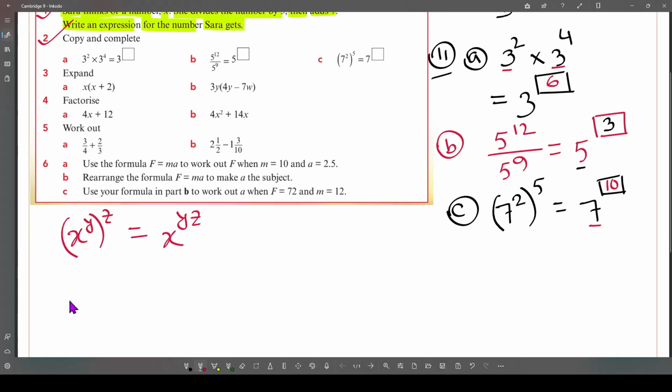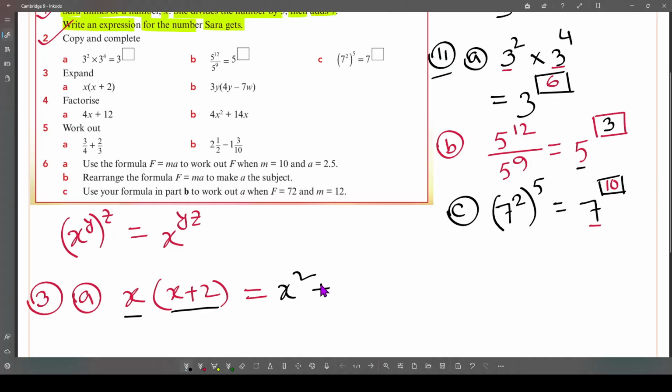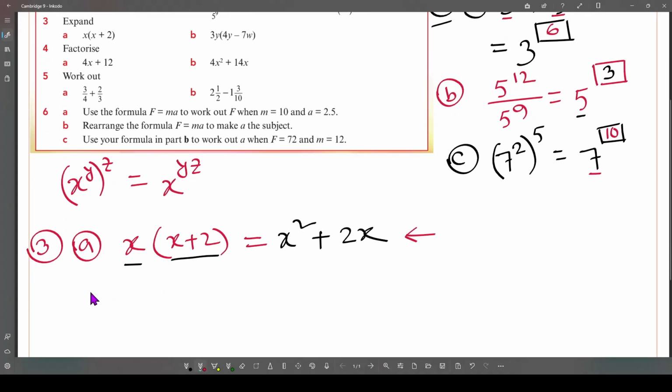Now number 3, expand. A. Here is x times (x plus 2). So once we expand, this is x plus 2 and here is x, we will multiply. So x squared plus 2x, and this is called the distributive property. Okay. Next, B.